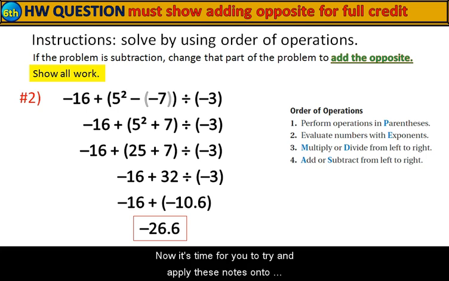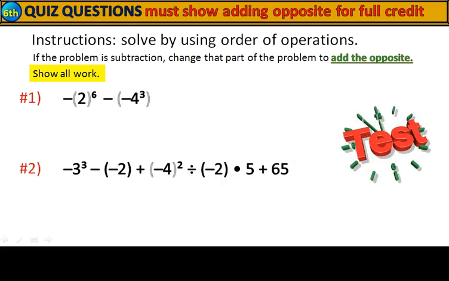Now it's time for you to try and apply these notes onto the quiz questions. Let's have a look. You must show all adding the opposite for full credit. Solve by using the order of operations. Again, if the question has subtraction, change that part of the problem to add the opposite. And remember to show all work.